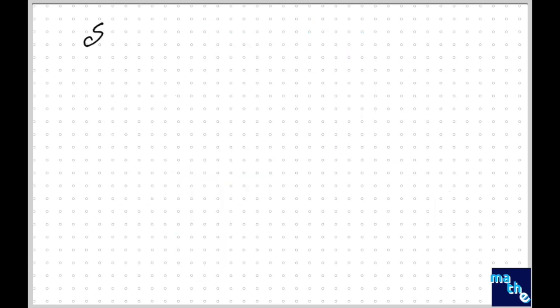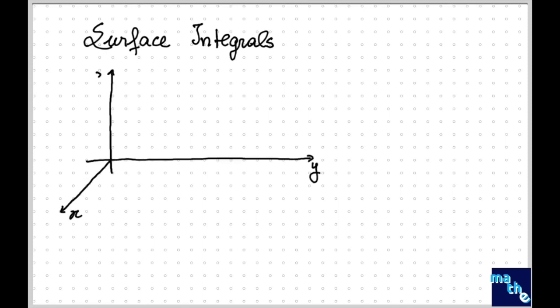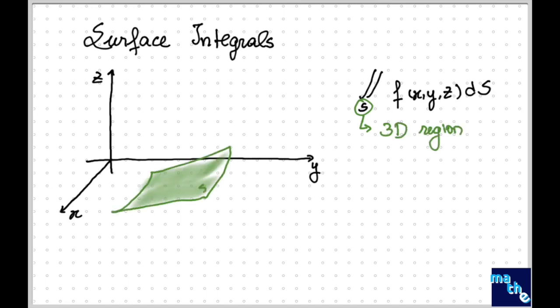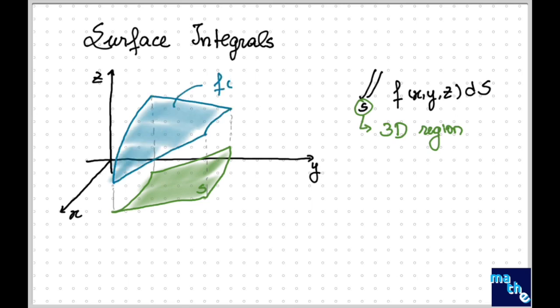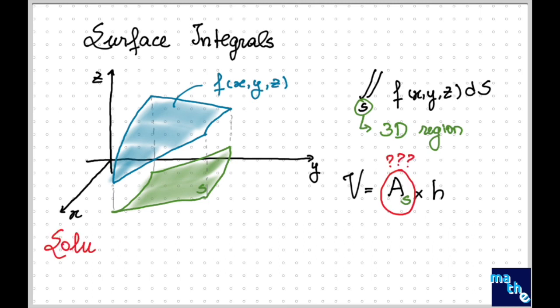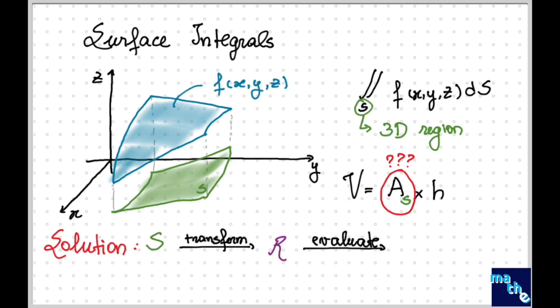The train of thought for surface integrals is exactly the same. However, S is no longer a two-dimensional region, but a three-dimensional region instead. This poses some problems because to evaluate the volume between the surfaces green and blue, we would need to be able to evaluate the area of a non-flat region. The solution is to transform S into a two-dimensional region, R, and then it would be just to evaluate the double integral as we would before.